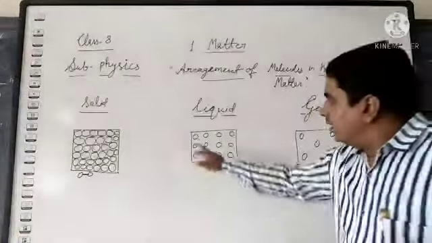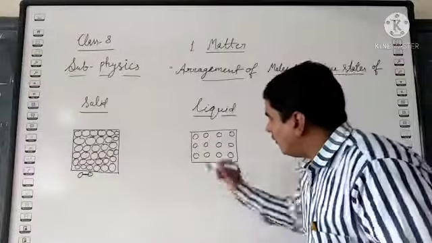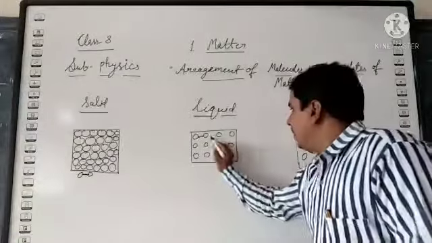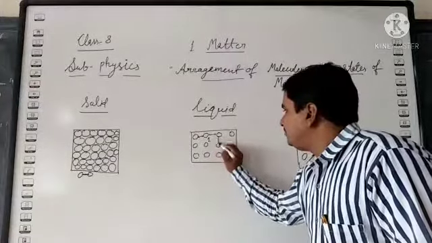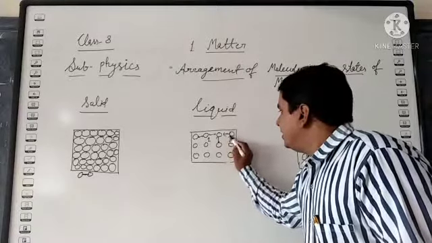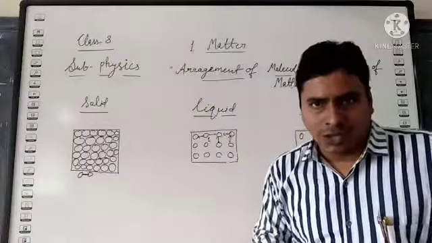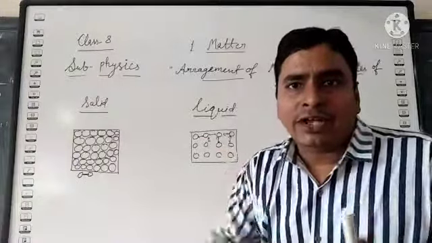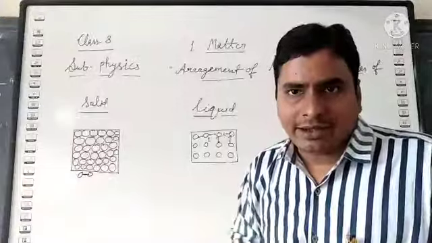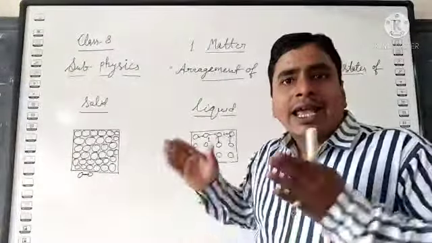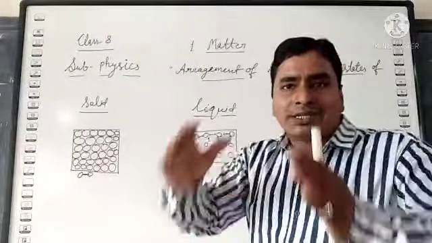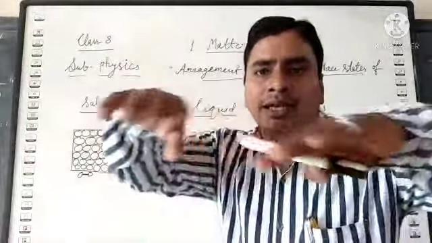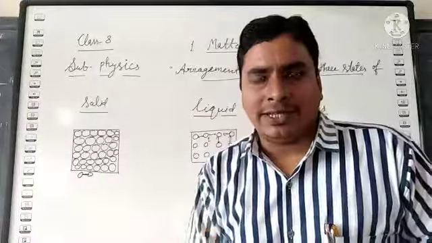It means the intermolecular force of attraction between each two molecules is less as compared to solid. It means here molecules are a little bit free to move inside the container, in a vessel. So that's why it will occupy the shape of the vessel in which it is contained, according to that vessel.